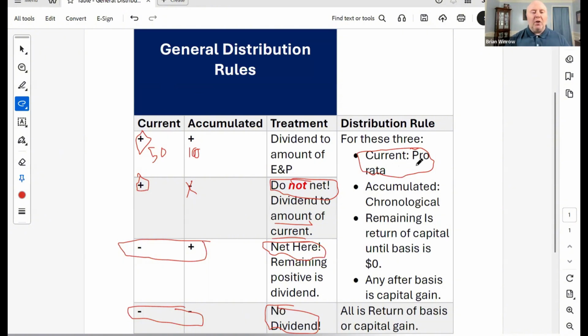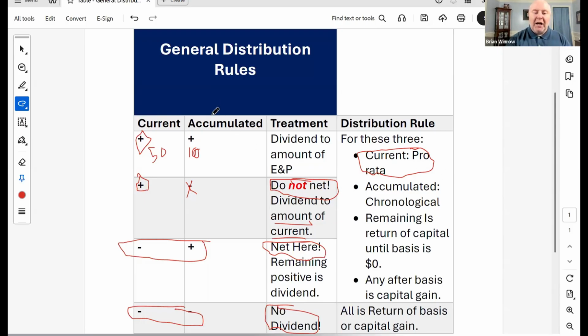So we're going to look at the total amount of distributions, right? Time divided by the percentage, the amount that was actually paid on that first distribution to get to a percentage, and then we'll multiply that percentage times the current E&P. It sounds complicated. It's not bad. We're going to work through numerous examples, and I'll make sure you have that concept down when we get there. All right, so just know for now, pro rata for current.